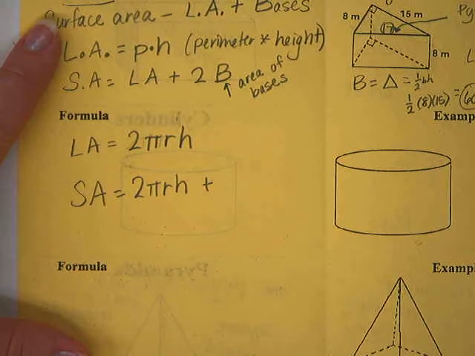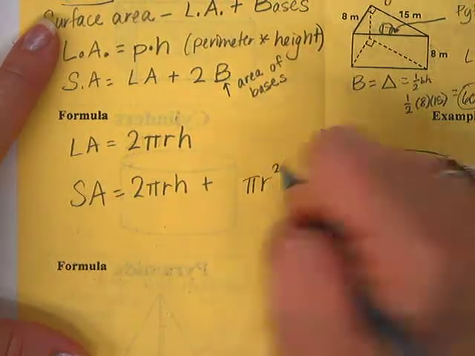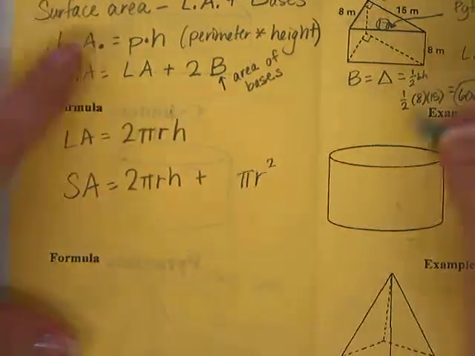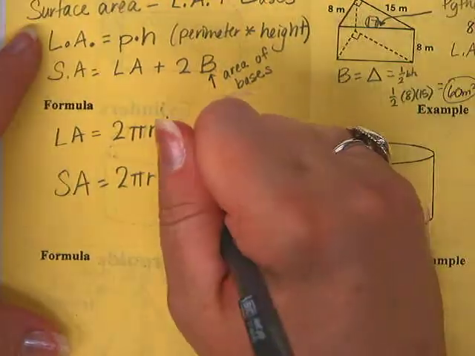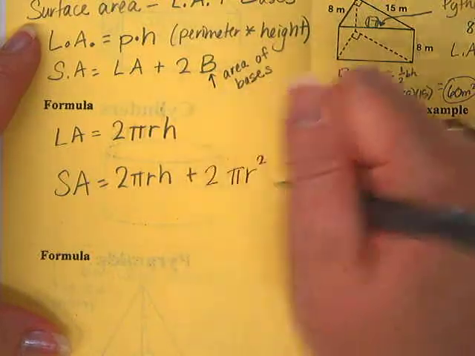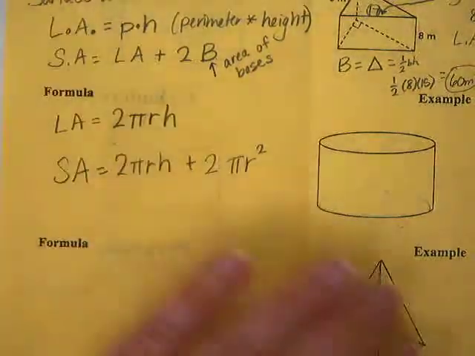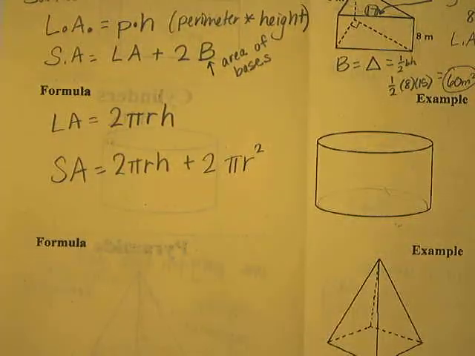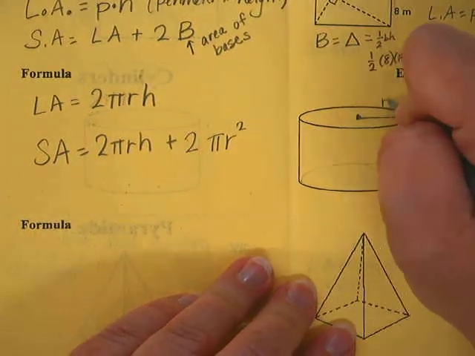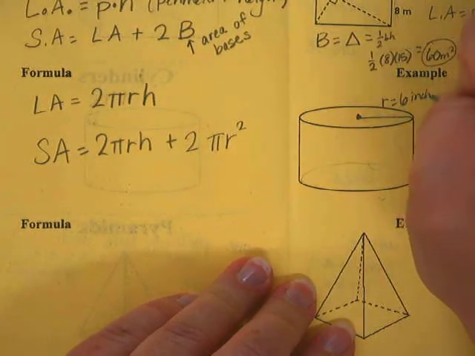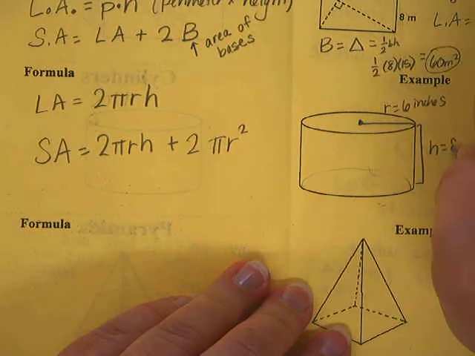Okay? Then surface area comes from taking that 2 pi r h and adding the 2 bases. Well, what shape are the bases? They are circles. So since they are circles, that means that the area of a circle is pi r squared. But how many of them are there? How many bases? There are 2 bases. So since there's 2 of them, it's 2 pi r squared because there's 2 bases.